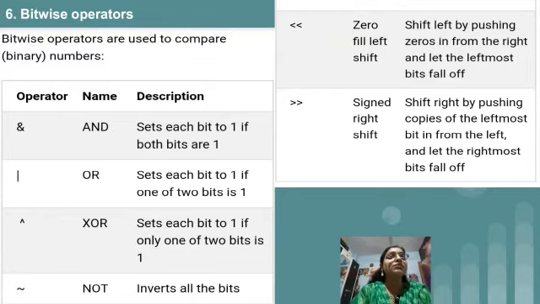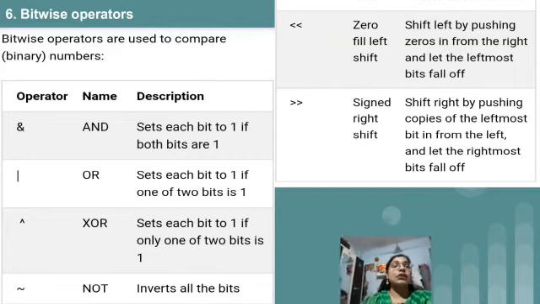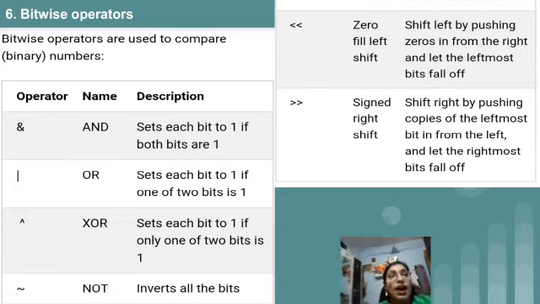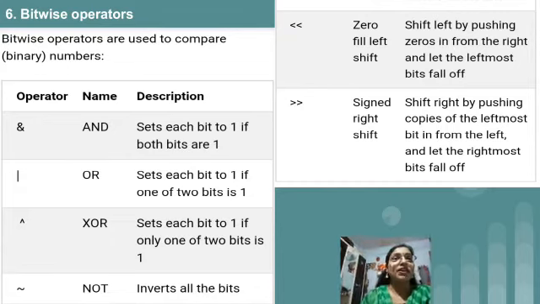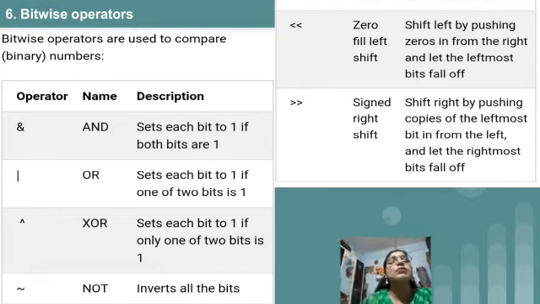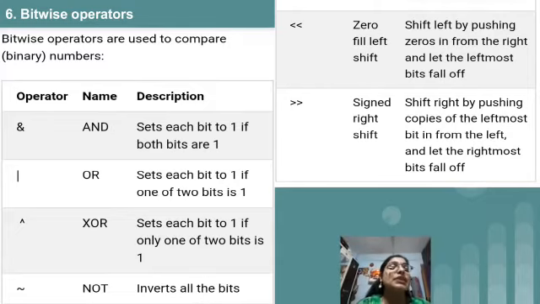Other than these 4 operators we have zero fill, left shift and right shift. Okay, we will see the example. Left shift and right shift are similar to what we learned in the microprocessor, RAR and RAL. We shift the bits of data to the left-hand side and right-hand side. Similarly, for the same purpose we have bitwise left shift and bitwise right shift in Python.